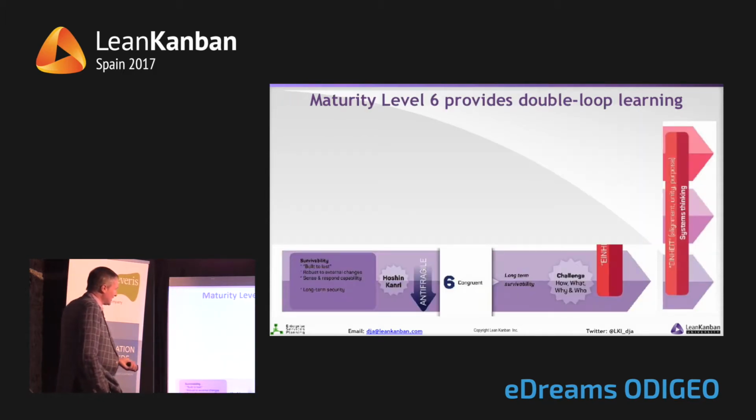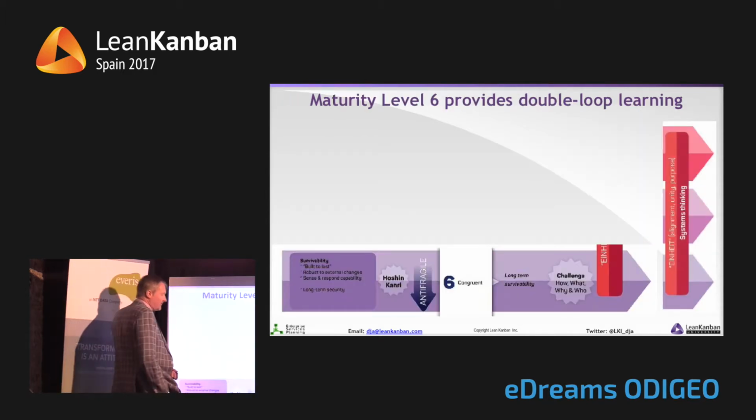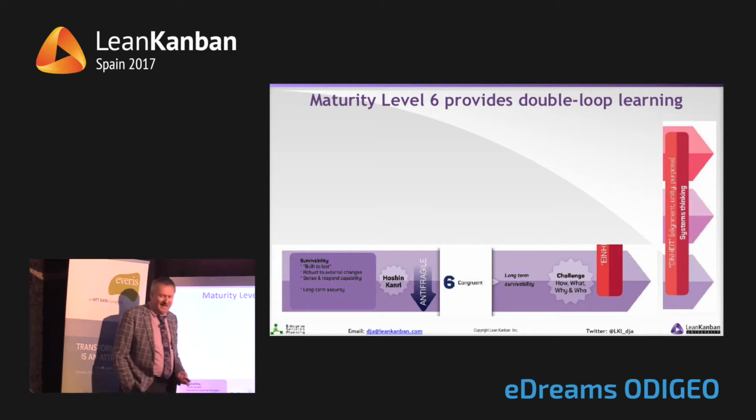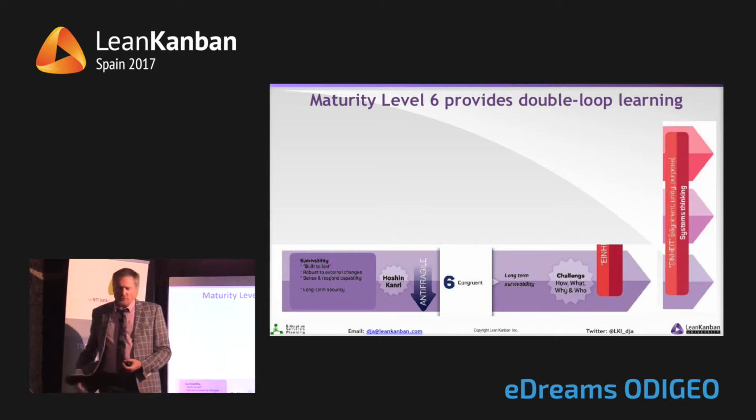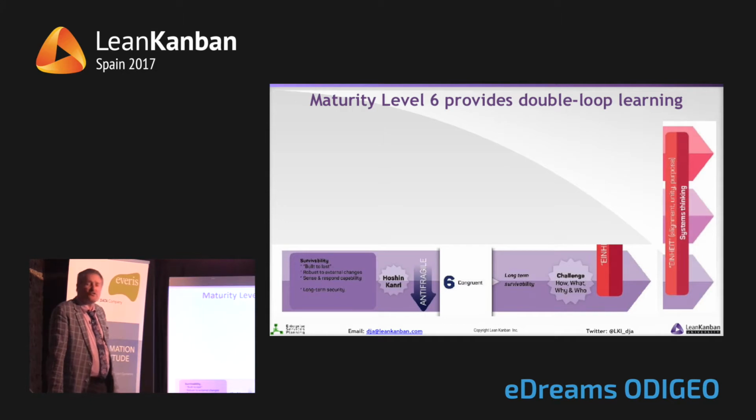A level 6 organization can challenge all of them. How, what, why, and who. Because you know what? The external environment changed on us. And now we need to decide, would we like to stay in business and keep going into the future, or would we just rather fold things up, shut down, and let everyone go find a job somewhere else?